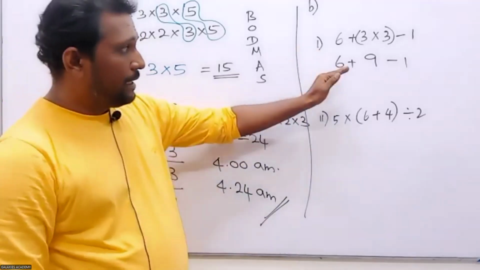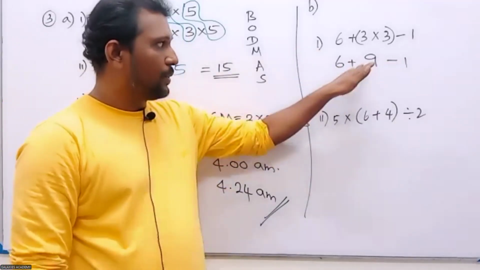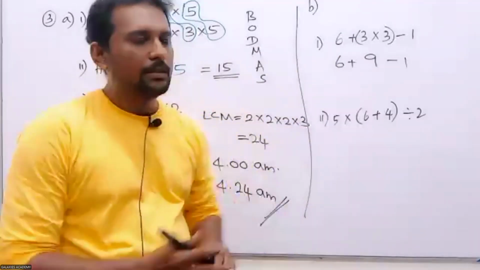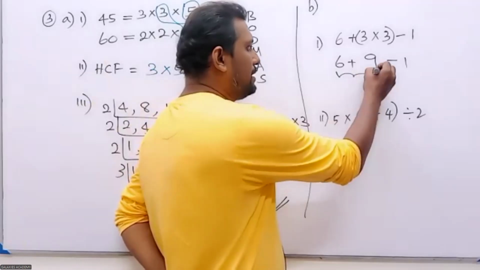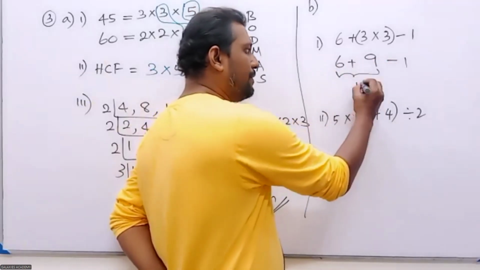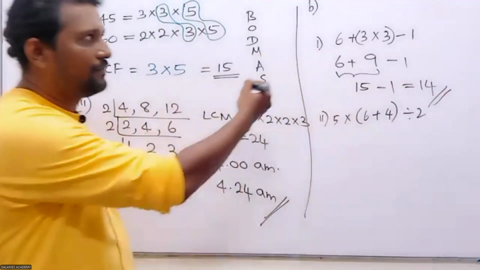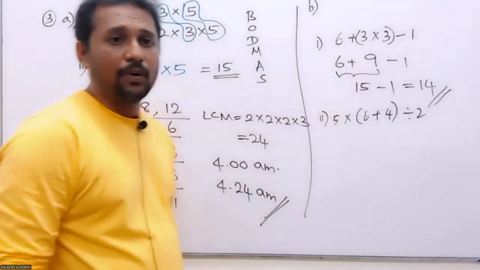Right. Then in this expression you can see addition and subtraction, so you have to simplify from left to right. First you have to simplify these two. 6 plus 9, 15. 15 minus 1, 14. So the first part of simple B answer is 14.